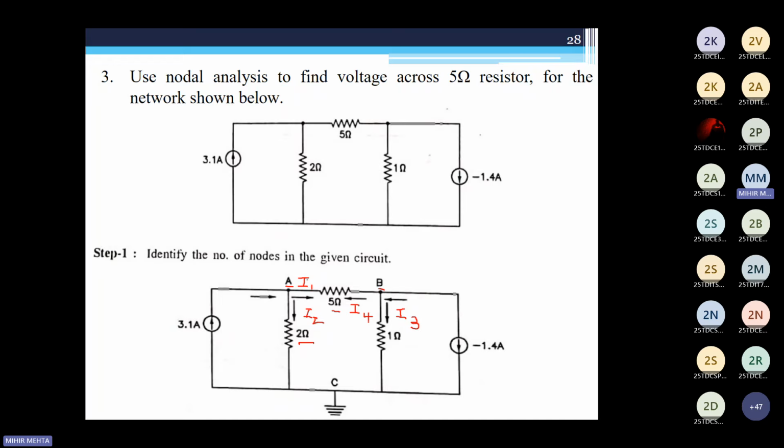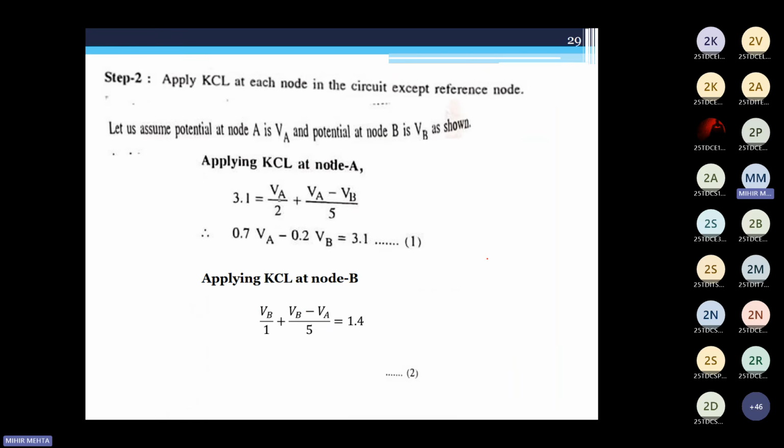VA upon 5 ohms. So when you're writing the equations for node A, your primary voltage would be the voltage at node A. So this would be VA minus VB upon 5 ohms when you're talking about current I1. But when you're talking about current I4, your primary node is B. So this would be VB minus VA divided by 5 ohms resistance. Okay. So this is how you will get your two equations.